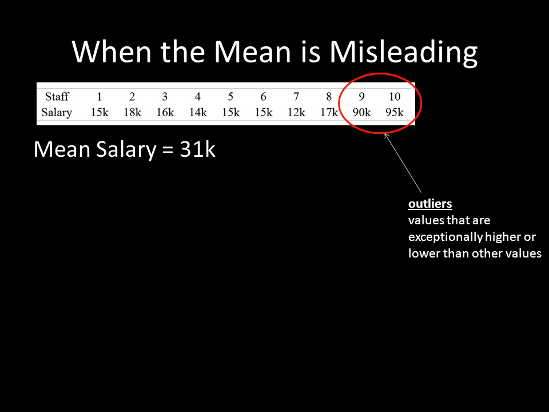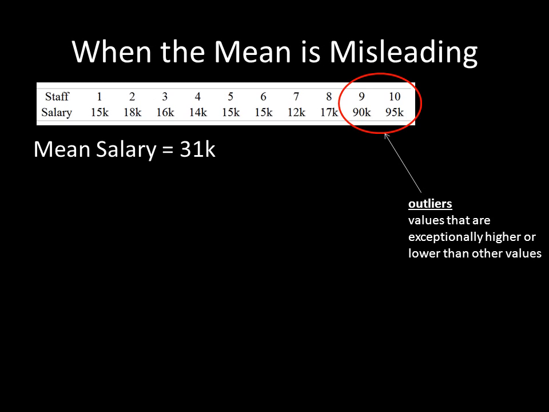Sometimes it's important to be cautious when interpreting the mean, because sometimes a mean value can be misleading. In this distribution of salaries among a group of staff in an office, you can see that many people in the office earn between $15,000 and $18,000. However, there are 2 staff in the office that earn $90,000 and $95,000 per year. The mean of these 10 values is $31,000.